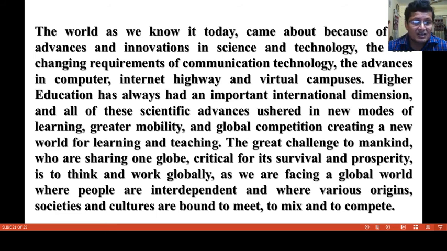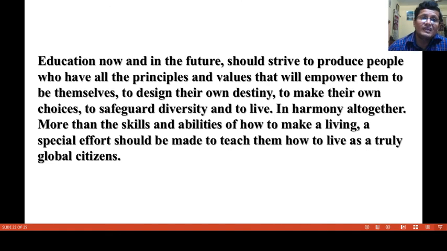We are facing a global world where people are interdependent and where various origins, societies and cultures are bound to mix and compete. Education now and in the future should strive to produce people who have all the principles and values that will empower them to be themselves, to design their own destiny, to make their own choices, to safeguard diversity and to live in harmony together, more than the skills and abilities of how to make a living. A special effort should be made to teach them how to live as truly global citizens.